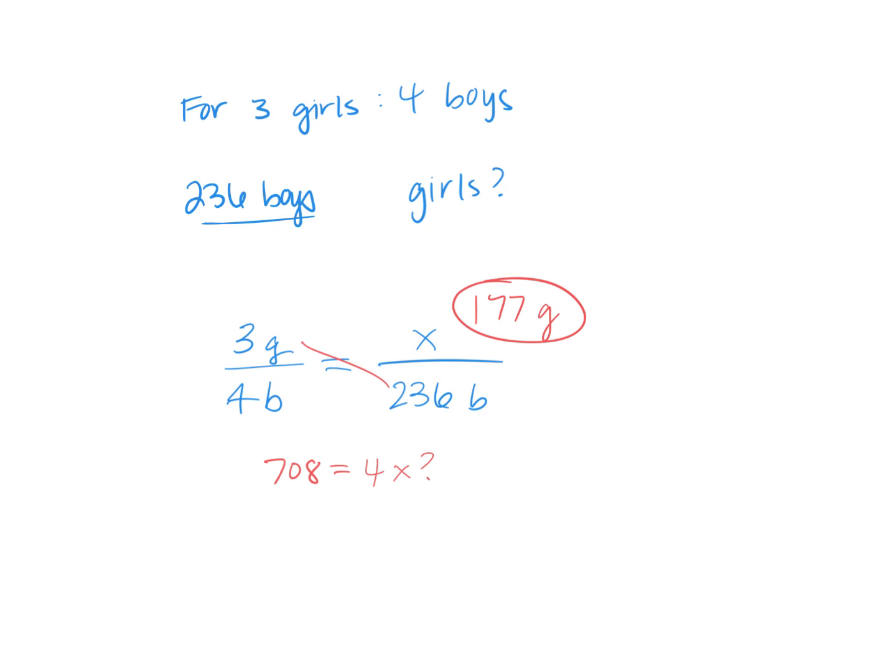Now, another way you could think of that is you could go like this. I can be like, okay, from 4 to 236. 4 times what is 236? So if I divide that out, I get 59. So then I'd have to do the same thing on the top to make an equal fraction or rate. I'd do 59 times 3, and guess what? I still get 177.